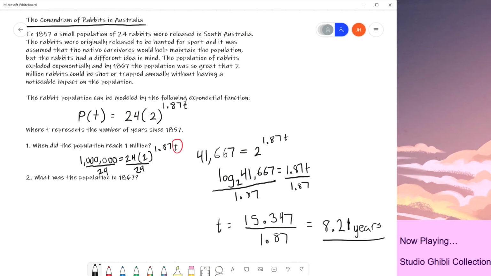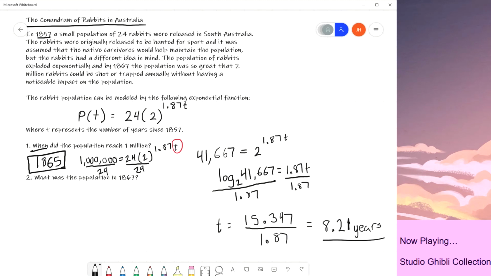So the original question did ask us, when did the population reach 1 million? If it took 8.21 years and we're starting our timeline at 1857, all I have to do is essentially add 8 years to 1857. So when did the population reach 1 million? It happened in 1865. You'll notice that I don't actually end up needing the decimal really, because it's the year 1865 for a whole year. It doesn't matter that it's been an extra 0.21 years, still 1865.